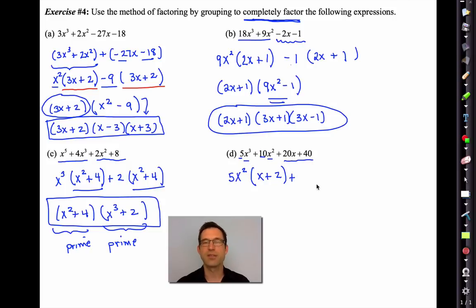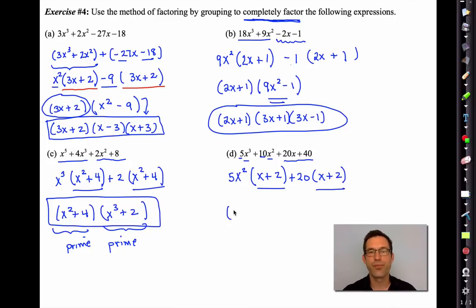I look at the second binomial pair, and I can factor out a 20. And that'll leave me with x plus 2. All right, great, I've got x plus 2. And 5x squared plus 20. Now, is there anything else I can factor there? Did you stop there? Maybe. But I can actually pull a 5 out of this.